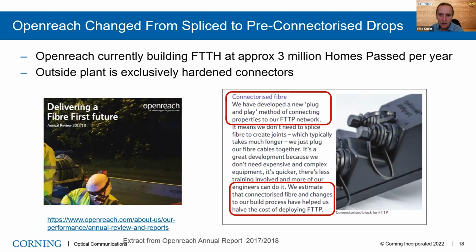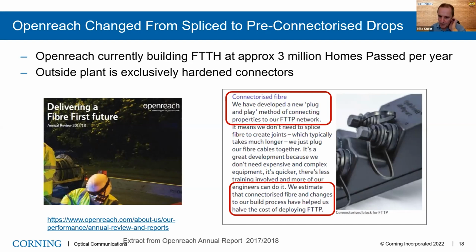Openreach are building about 3 million homes passed per year, and they've done a lot of due diligence to analyse the best way of doing that. They did start off with blown fibre and fusion splicing, and found out that they couldn't get the operational efficiency that they needed. They worked to find a new way. They looked at the pre-connectorized solutions using OptiTap hardened connectorized products, and now that's what they're using for the whole of their network build.